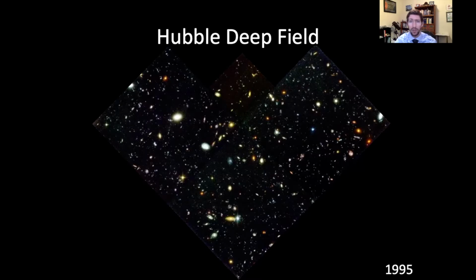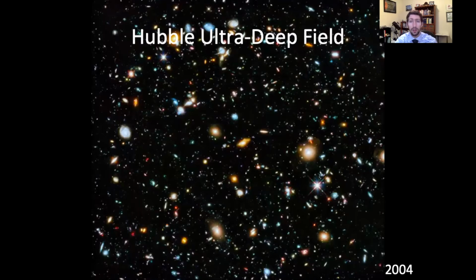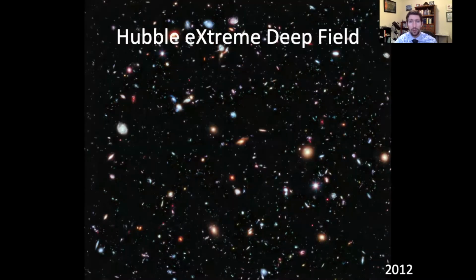Does space look like this in every direction? A few years later, the Hubble Deep Field South was taken. This is a region in the constellation Tucana that also seemed to not have any stars. But over 10 days of exposure time, we were able to detect many galaxies. A few years later, in 2004, the Hubble Ultra Deep Field was taken in the constellation Fornax. And then in that same region of space, a newer picture was taken in 2012, the Hubble Extreme Deep Field.